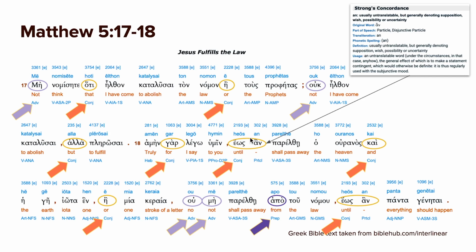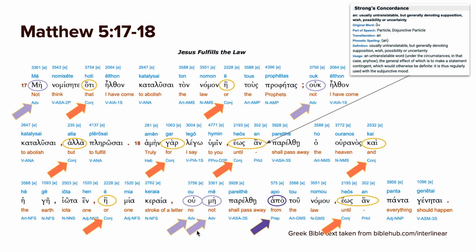And then heos an. Heos here means until. And then an is what we call a particle. I put a little description of why an is used sometimes. We don't really use it in English, but it indicates something that is going to happen in the future, that is either a wish or a possibility or an uncertainty. Usually you don't translate it, but here in the future, the heaven and earth will pass away. Heos an.